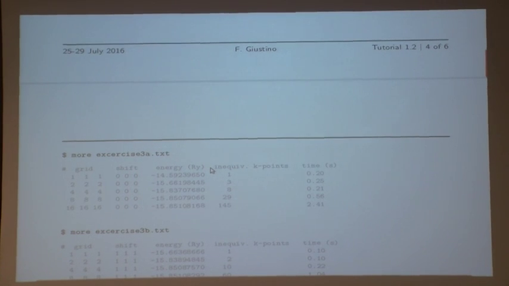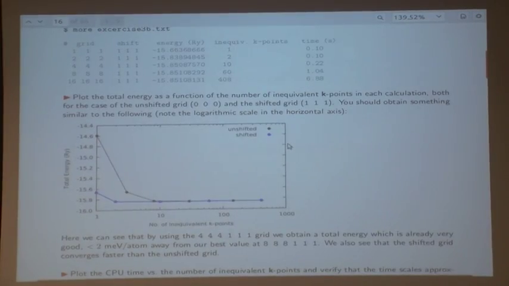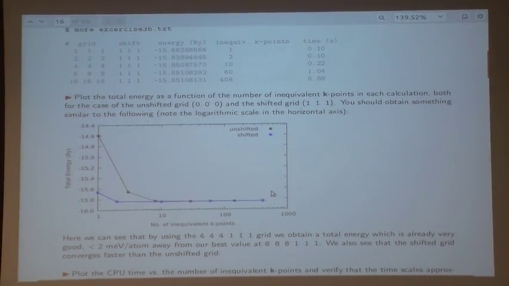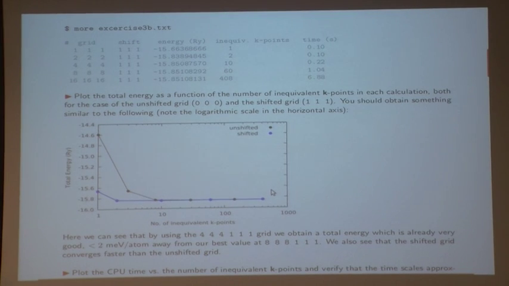So one could say why this is useful. Well, the answer is in the exercise which was planned for yesterday, basically. So what you can see is that if you take the one with 0, 0, 0, it's called unshifted, the convergence is quite slow. If you take the shifted one with the 1, 1, 1, you converge extremely fast with the number of points. So the reason for that is that in the Brillouin zone of a crystal, not every point is created equal.